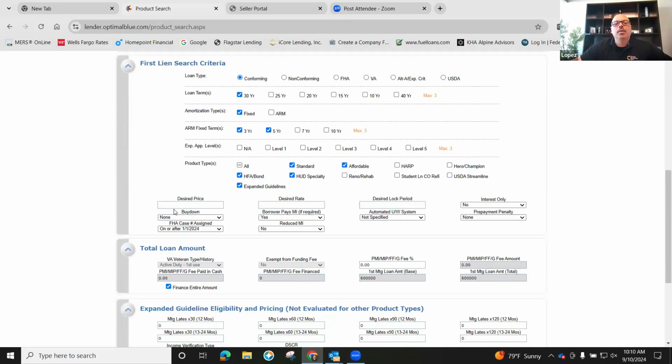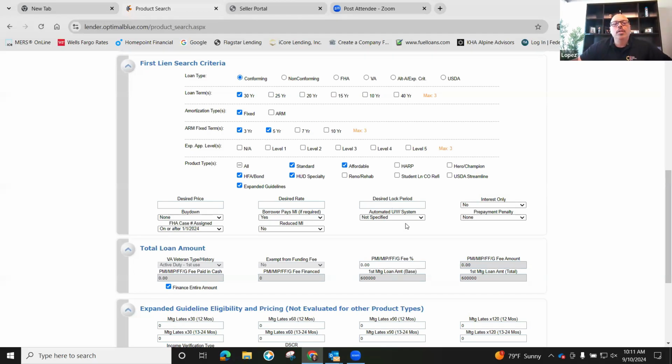I'm going to move down. My desired rate. So if I have in mind what I want the rate to be, I could type in the rate here and it'll show me where my pricing is around that rate. But because I haven't priced this loan out yet, I don't know what the rate is. I don't care what the rate is. I want to see what it gives me first. It's going to ask me my desired lock period. Right now, it is blank, so it's going to give me more than 1 lock period. It will give me the 15 days and the 30 days.